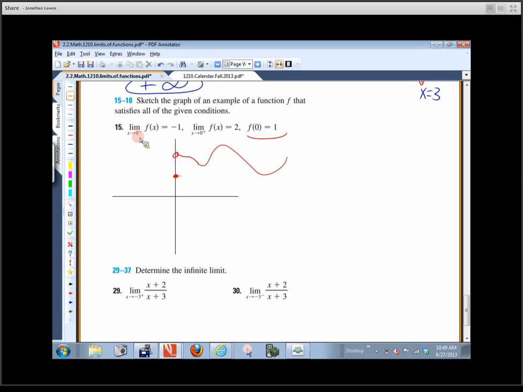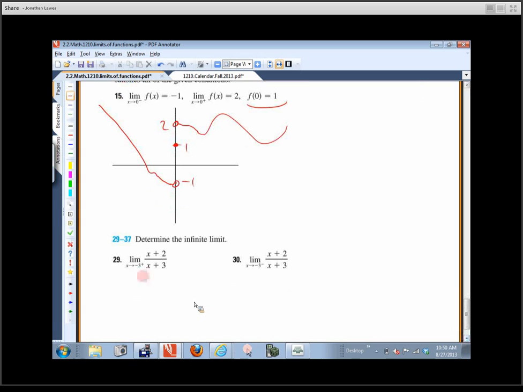The limit as x approaches 0 from the negative side, so from the left side, is -1. So I have no idea what it looks like over here. Could be all sorts of weird stuff, but I do know the closer I get here, the closer it gets to -1. So there's -1, there's 1, there's 2. That's an example graph. Okay? Any questions?